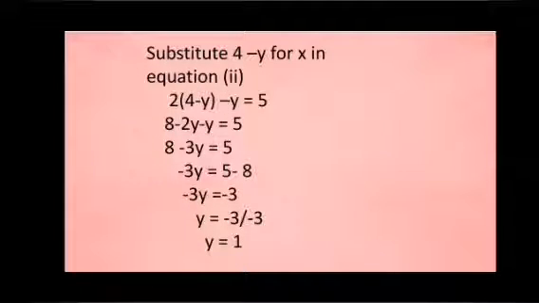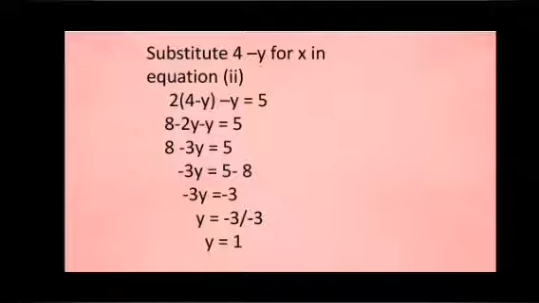Now we are going to substitute 4 minus y for x in equation 2, which means anywhere you see x, replace it with 4 minus y. That will now be 2 bracket 4 minus y, minus y, is equal to 5. We'll open our brackets. 2 times 4 will give us 8. 2 times minus y will give us minus 2y. The other minus y outside the bracket is equal to 5. 8 minus 3y is equal to 5.